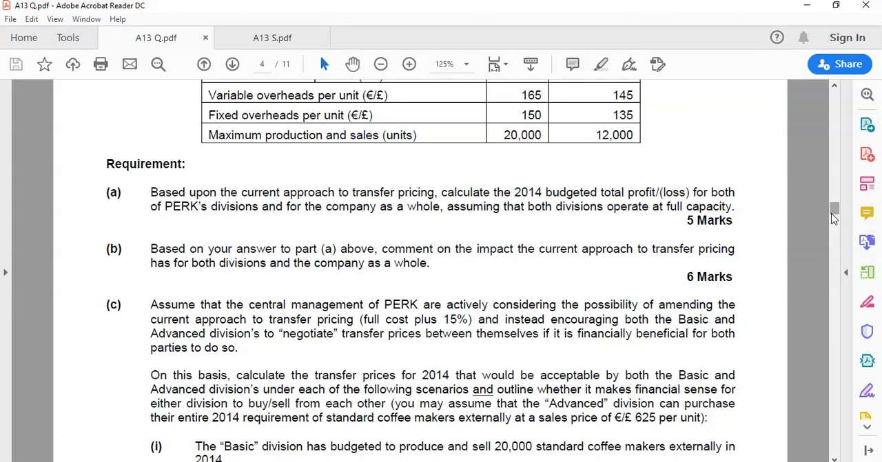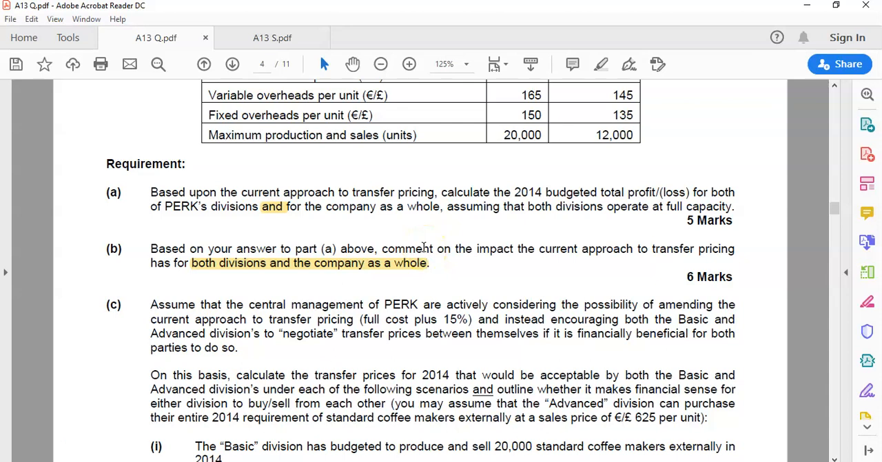Why I like this question is it covers the 2 main calculation type questions you can get in transfer pricing. The first type is where you're given a transfer pricing policy and you're asked to run the numbers and comment on it. That's essentially parts A and B. Part A is based on the current transfer pricing policy, calculate the budget profit and loss for each division and the company as a whole, assuming both divisions are operating at full capacity. Then part B is based on part A, comment on the impact it has for both divisions and the company as a whole. That's 11 marks, 11% of your paper.